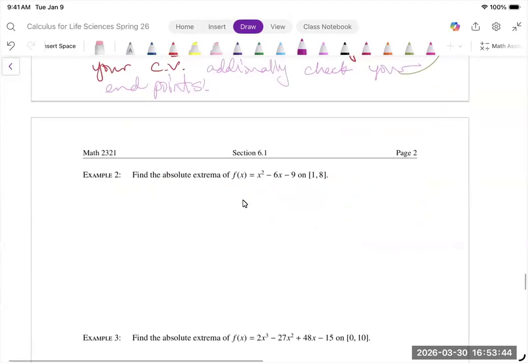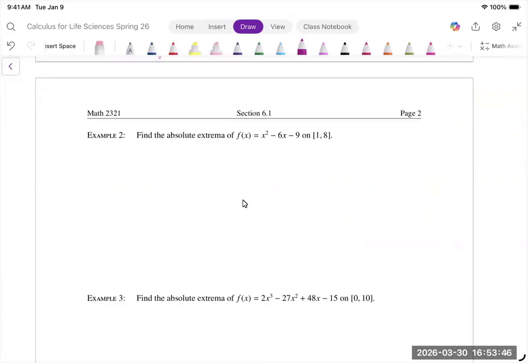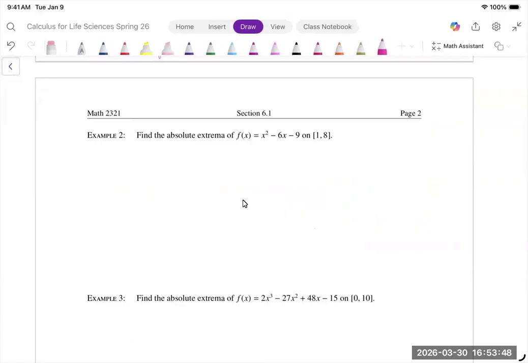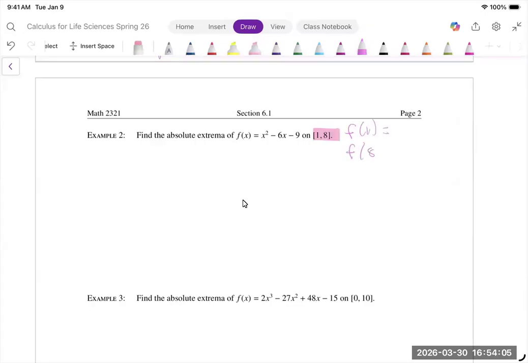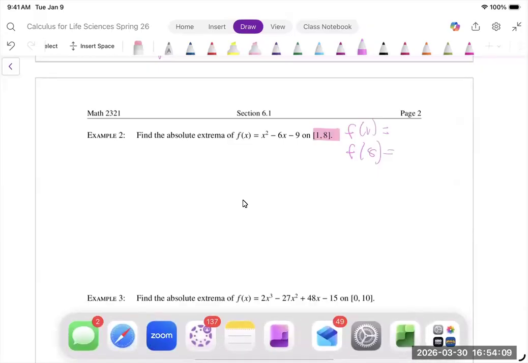So let's put it into action. Find the absolute extrema of f of x equaling x squared minus 6x minus 9 on 1 to 8. So again, at the end, we will need to find f of 1, or we could do it now even, and f of 8. We just do that by popping it in. Let's see.